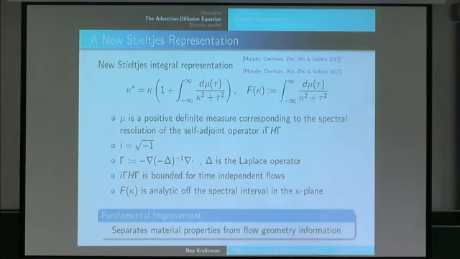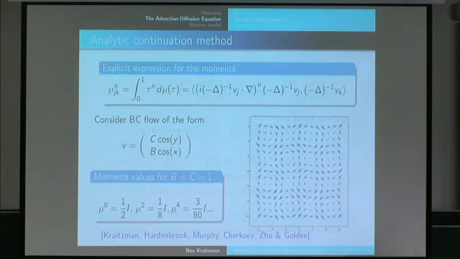Now, what's nice about this representation is that it completely separates the material properties, such as the thermal conductivity, from the geometric information of the flow. So, using this representation, we can explicitly express each of the moments of the measure in terms of the fluid flow.